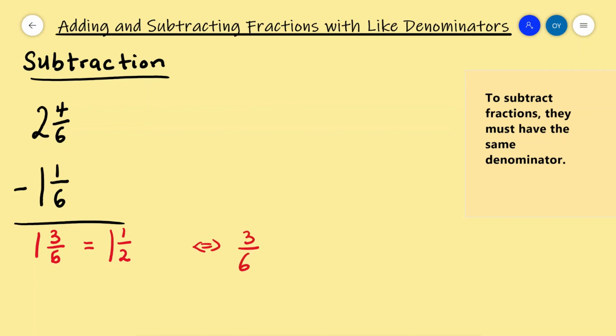And I've explained this here, how we arrived at 1 over 2. 3 over 6, divide by the greatest common factor, which is 3. 3 divided by 3 is 1. 6 divided by 3 is 2.